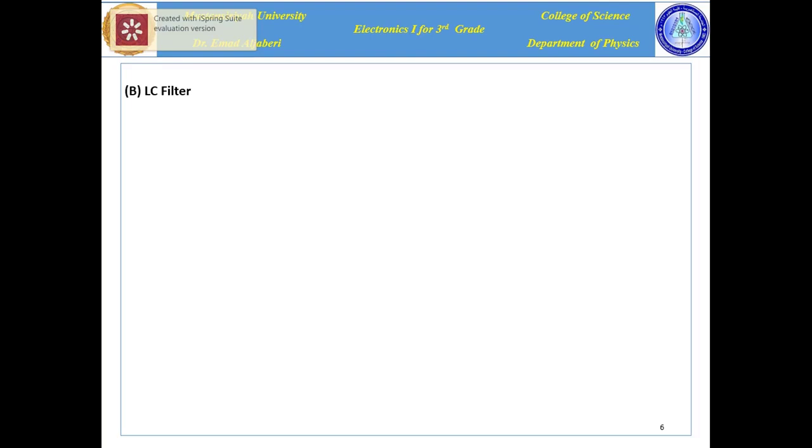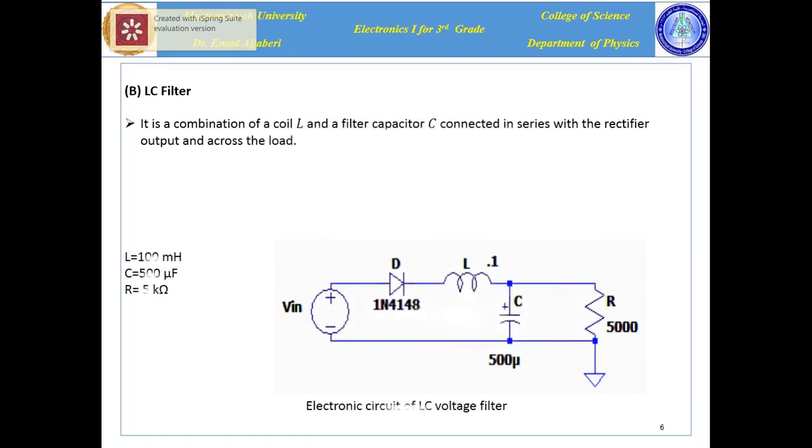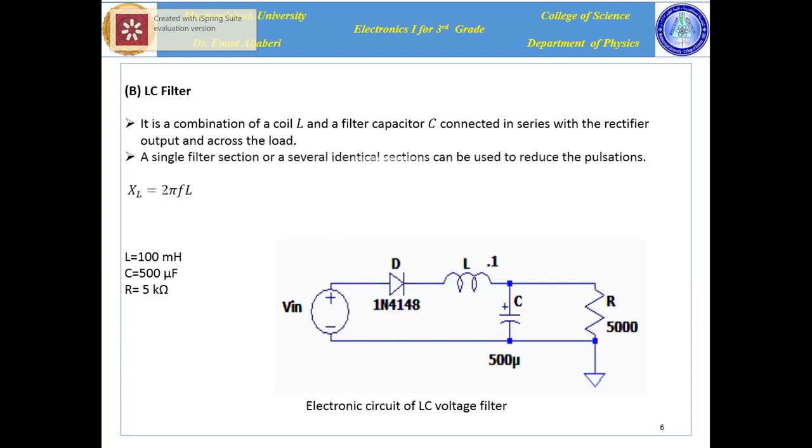The second type of voltage filter is called the LC filter. As shown in this figure, it is a series circuit of a coil and a capacitor connected to the output of the rectifier. The important thing here is that one can use a number of identical sections until getting a smoother waveform. The inductive reactance can be calculated using this equation: X sub L is equal to 2 pi F L. In this circuit we use an inductance of 100 millihenry, capacitance of 500 microfarad and load of 5 kilo ohm.